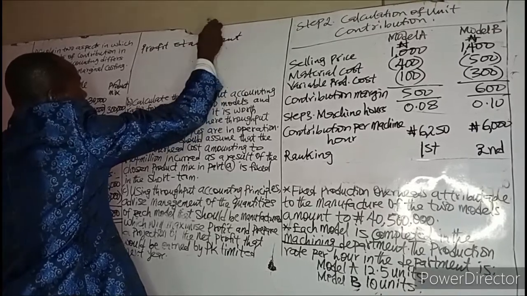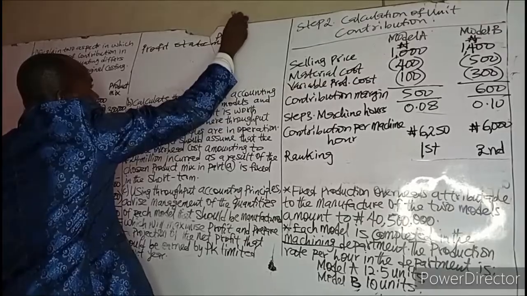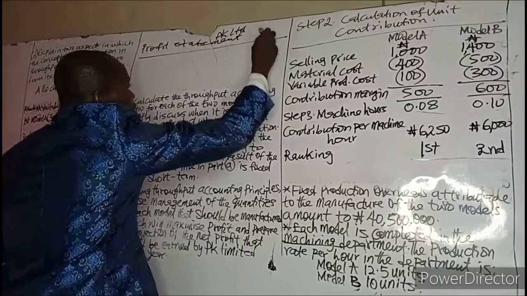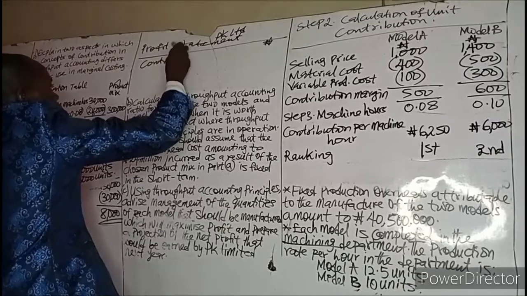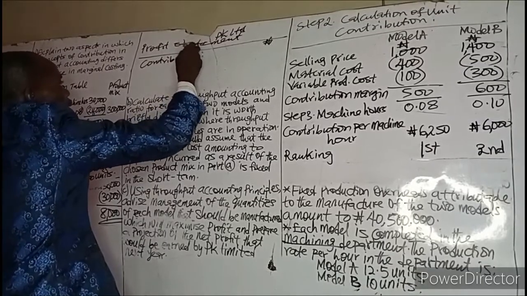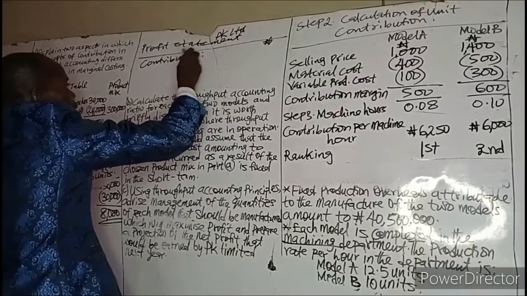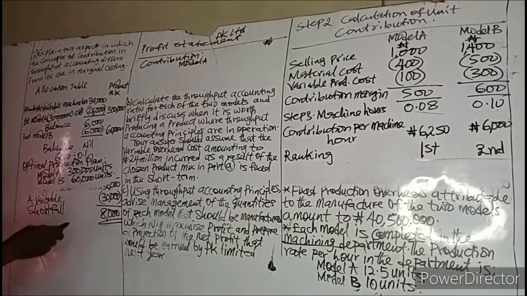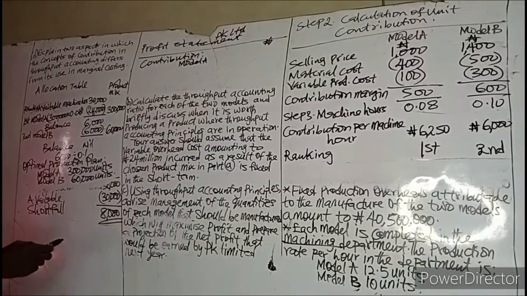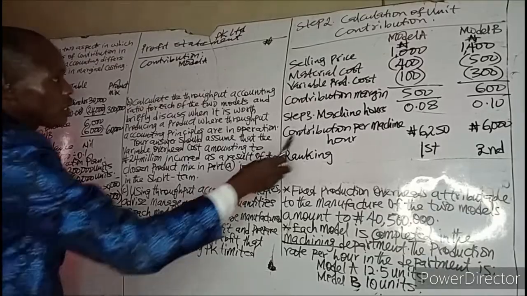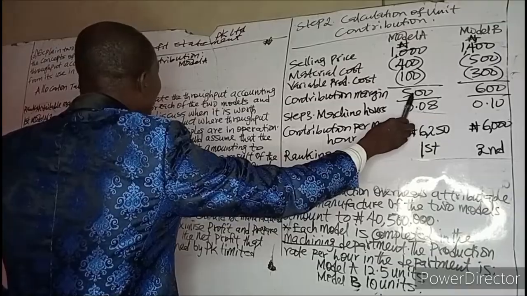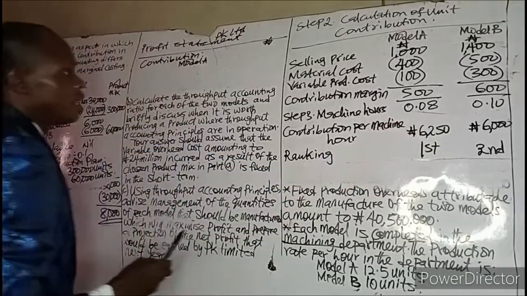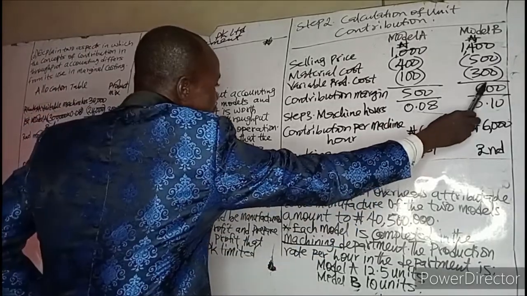So you want to determine the value of the net profit. So you have contribution. For model A, the contribution margin has been calculated earlier. And we got contribution of 500 and 600.